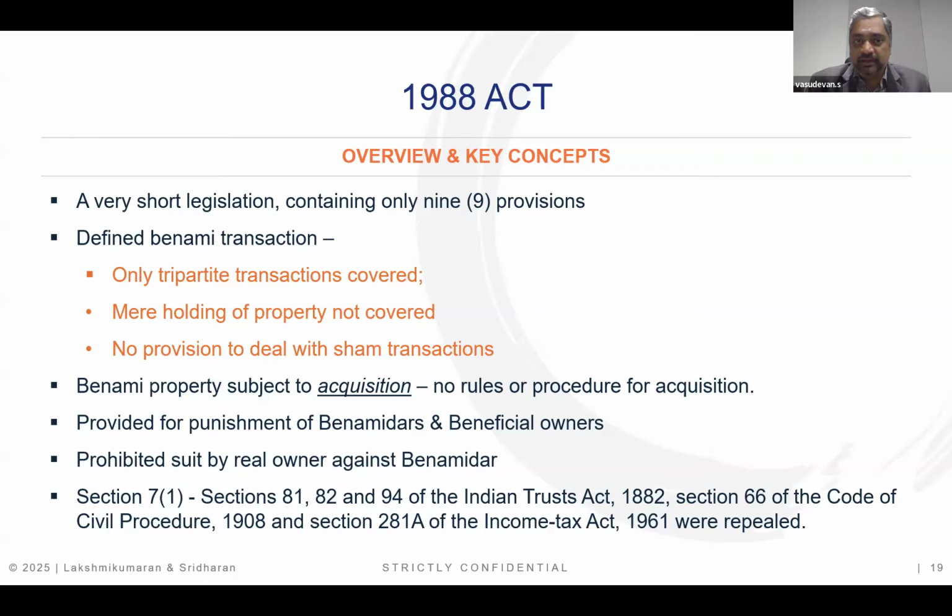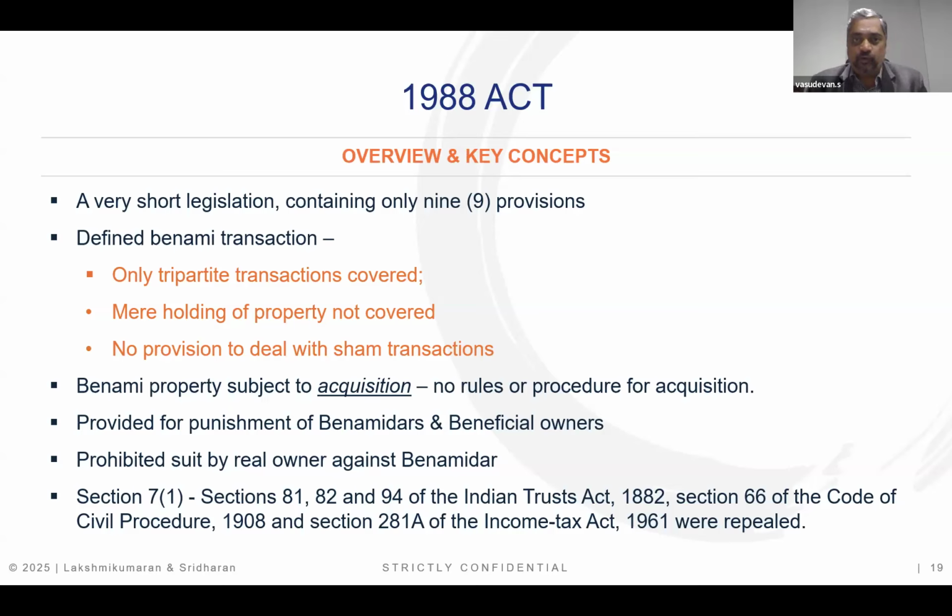Also, it had a provision for acquisition of a Benami property by the government. So in case a transaction is declared Benami, the government had a right to acquire and eventually take away the property without paying any consideration. So it was like a compulsory acquisition, which was provided for. The exact modus operandi for acquiring the property, the exact procedure to be followed, and which authority will carry out this function, was to be notified by way of rules.